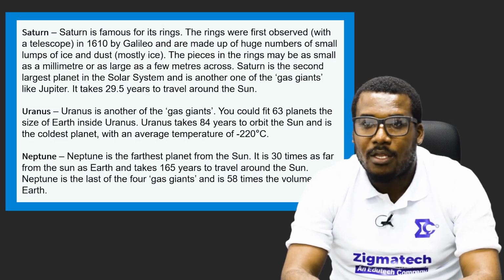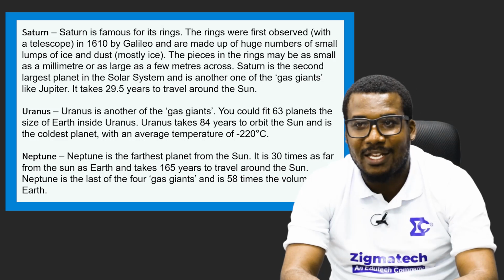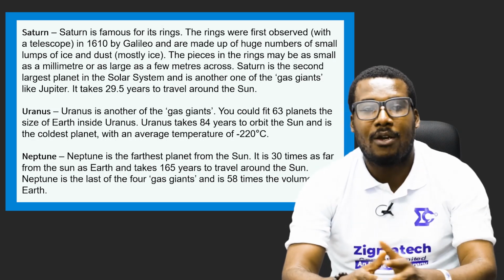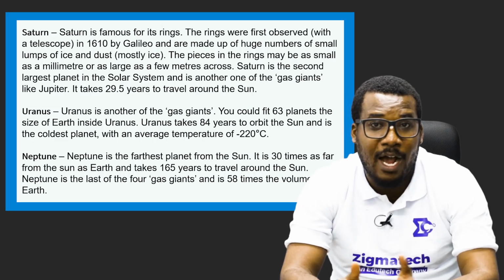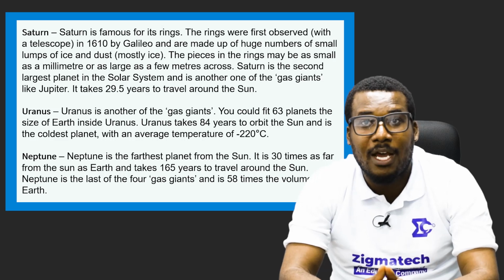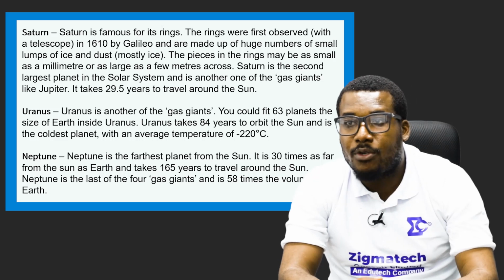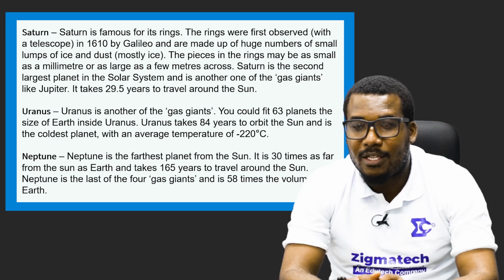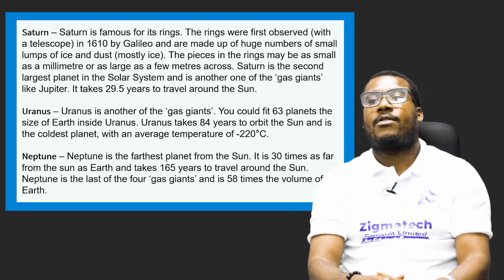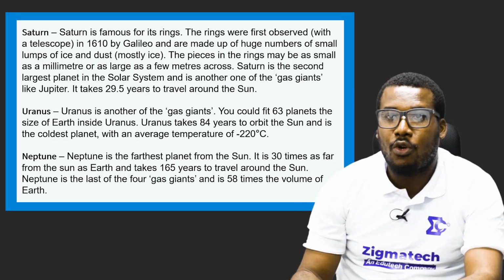Neptune. Neptune is the furthest planet from the sun. It is 30 times as far from the sun as the Earth, and it takes about 165 years to travel around the sun. Neptune is the last of the 4 gas giants. So if I ask you the 4 gas giants, you know them: Jupiter, Saturn, Uranus, and Neptune. Neptune is 58 times the volume of Earth. So these are the fun facts about all the planets that make up our solar system.